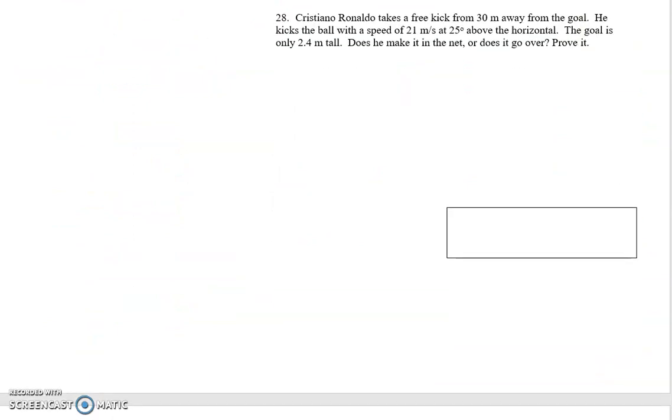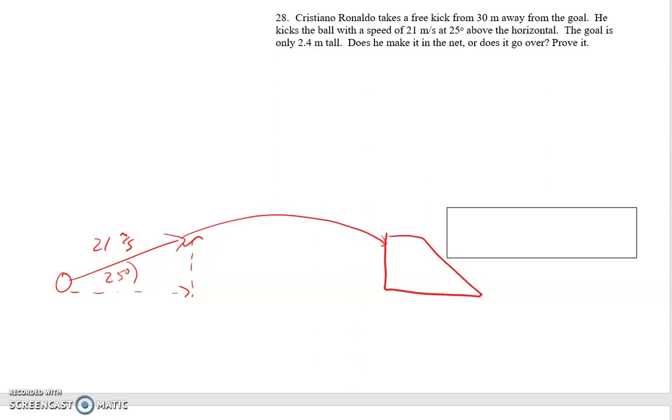Cristiano Ronaldo takes a free kick from 30 meters away from the goal. He kicks the ball with a speed of 21 meters per second at an angle of 25 degrees. You're trying to figure out, does the ball go in the goal or does it go over? You're given the range, which was 30 meters from the goal, and you have enough information to get your Vx. So break this into components. You got 19.03 meters per second in the x, 8.87 meters per second in the y.